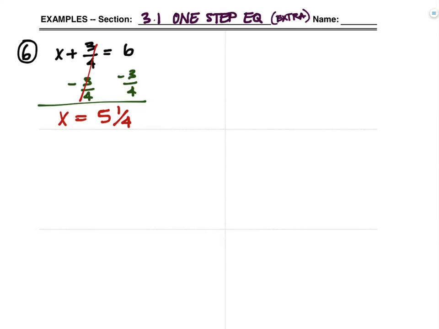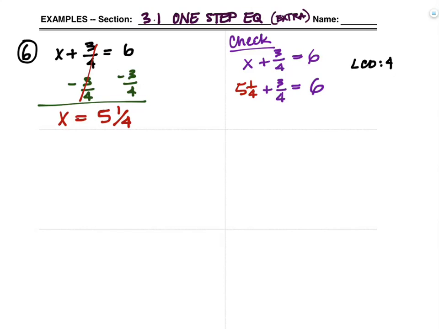Moving ahead to the check, when I check this equation, we write the original equation back, x plus 3/4 equals 6. And then, instead of solving, we're going to do a substitution. We're going to substitute 5 1/4 into this equation. And I notice that I have an LCD I need to work with here. My LCD here is 4. And I do want to combine these terms together, so 5 1/4 and 3/4.